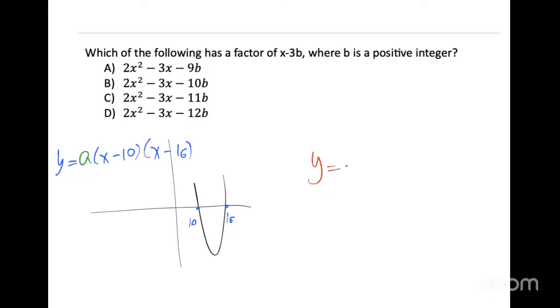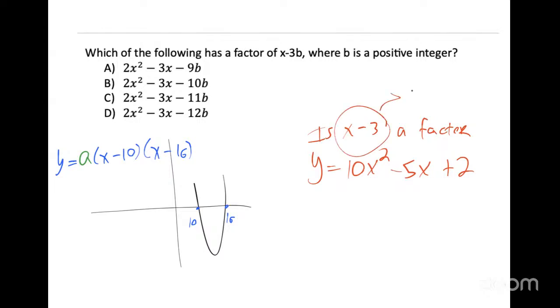Let's say we had something like this, 10x squared minus 5x plus 2. And let's say we wanted to know, is x minus 3 a factor of that? You can use synthetic division to figure that out. For synthetic, you take the root or the x-intercept. So if this is the factor, then the root or x-intercept is x equals positive 3. So we're going to put positive 3 in the box, and we're going to put those three numbers, 10, minus 5, and 2.